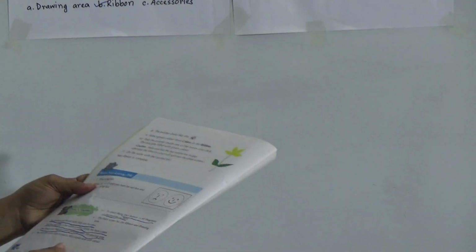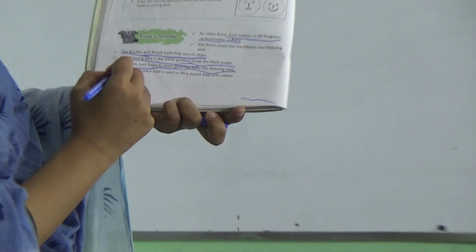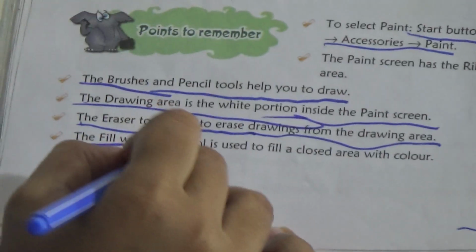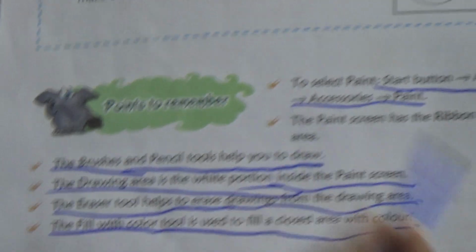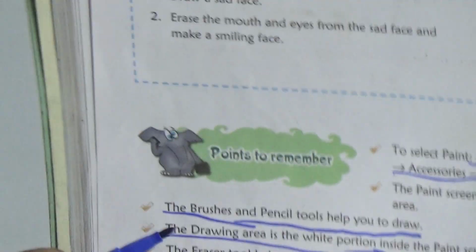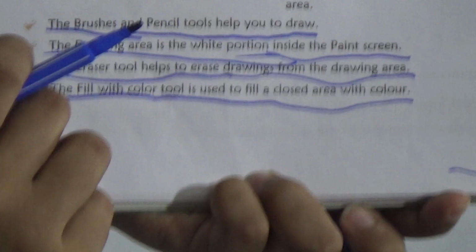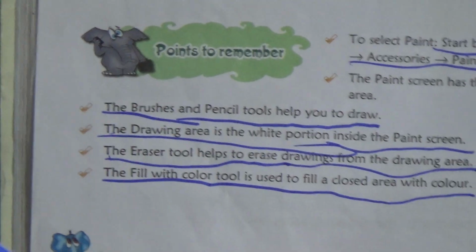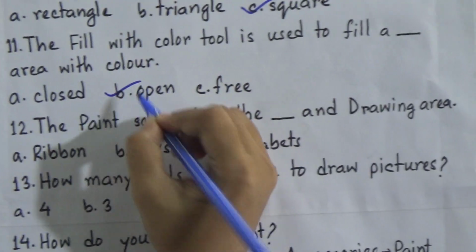Now all of you can go to page number 40, points to remember, the last sentence. The fill with color tool is used to fill a closed area with color. So we need to take a closed area when we use the fill with color tool. Otherwise the color will spill over the whole screen or entire screen. So what will be our answer? Our answer will be option B, open.